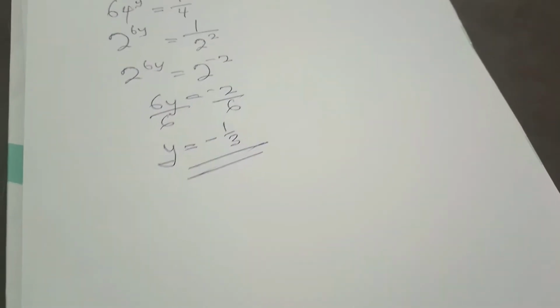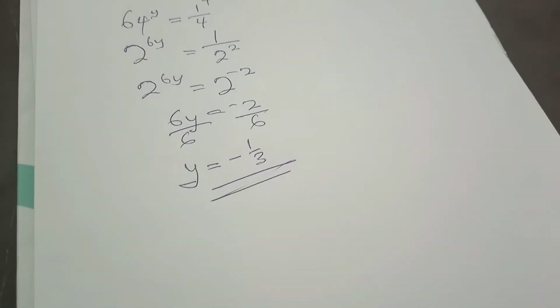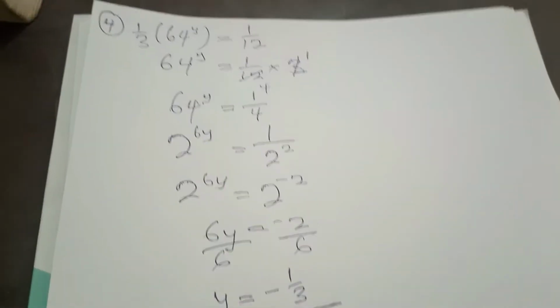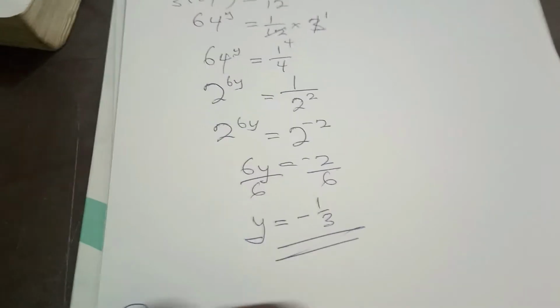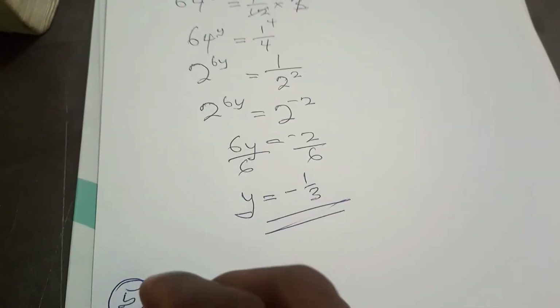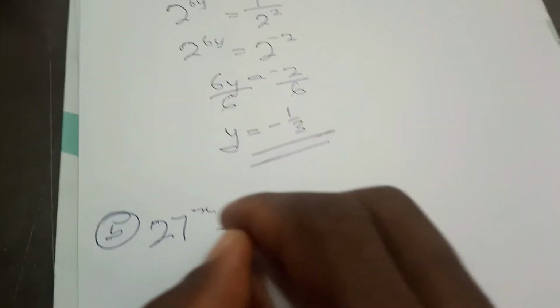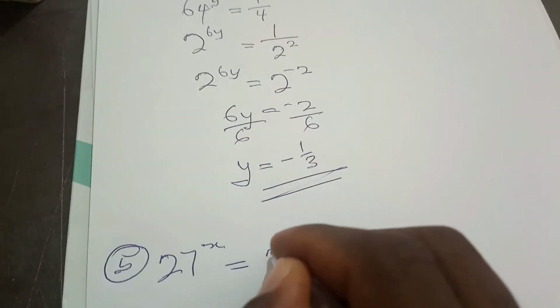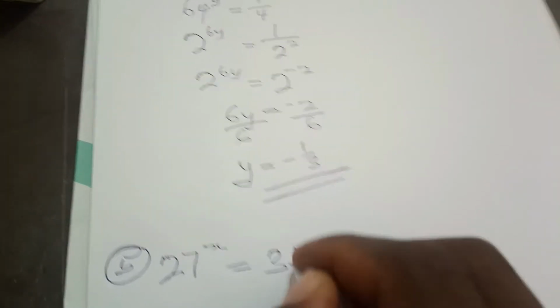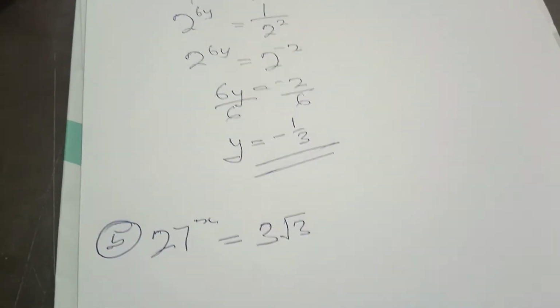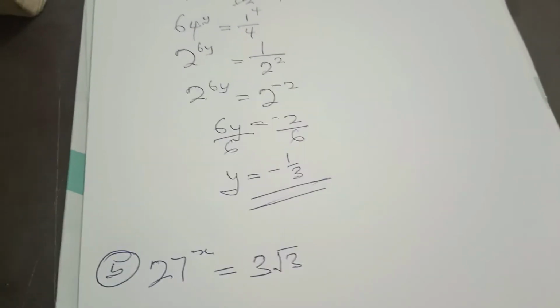So let's solve another equation. Let's make this one question 5: 27 exponent x equals 3 root 3. You have to find the value of x.